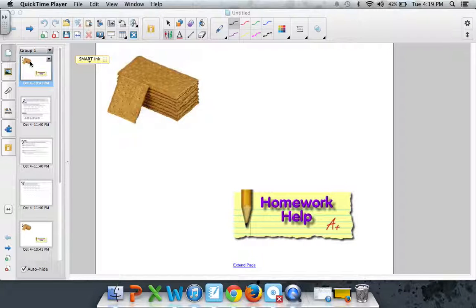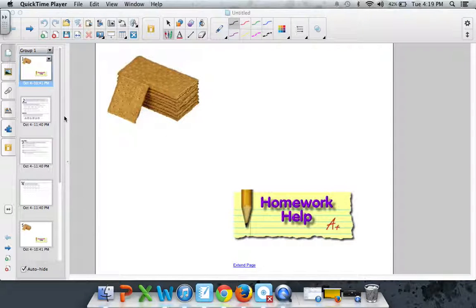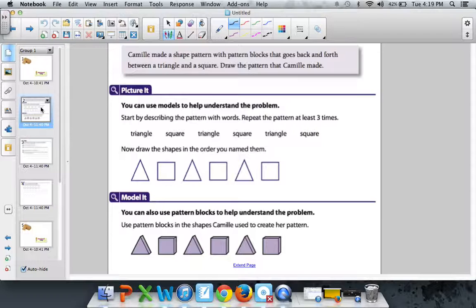Mr. Graham, homework help! Let's do homework now. You should be on page 70. And there's not a lot of homework this week because the school week started on Wednesday. But there's a little bit, so let's do it.